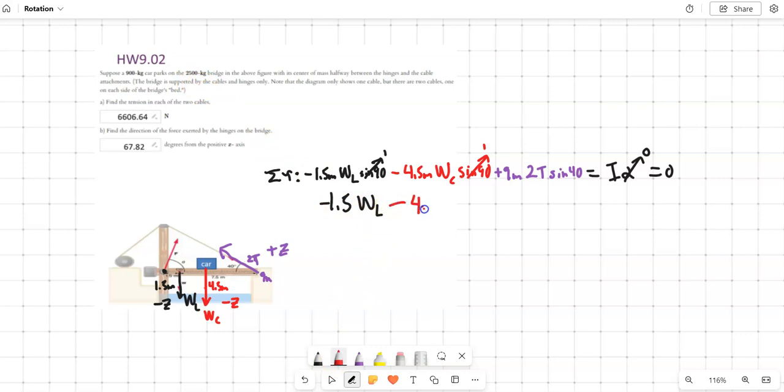Minus 4.5 is the location of where the car is at. And the car is 900 kilograms. That's just the weight of the car times sine of 90 degrees, which is just equal to 1. And then you've got the 2 cables, which is 2 times 9 times the sine of 40 degrees.